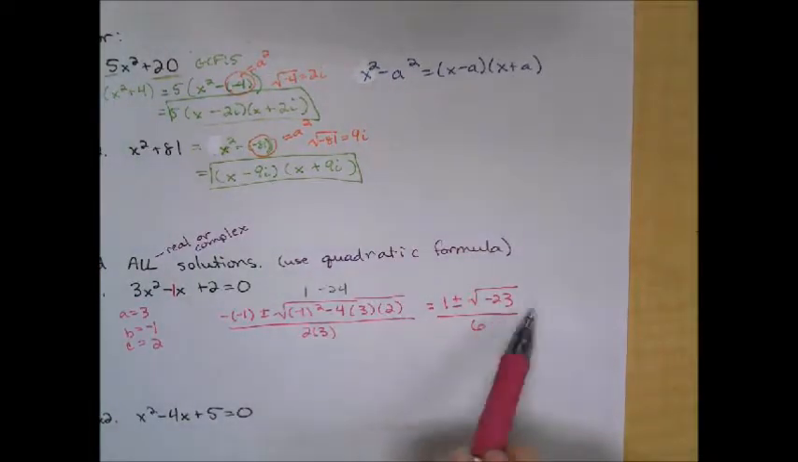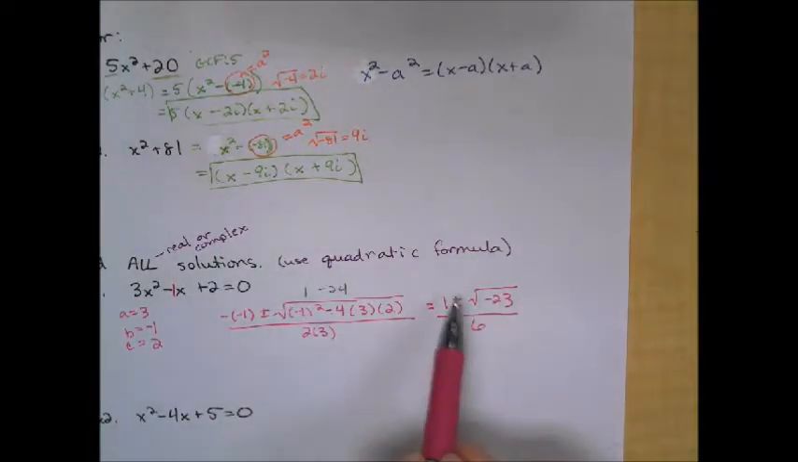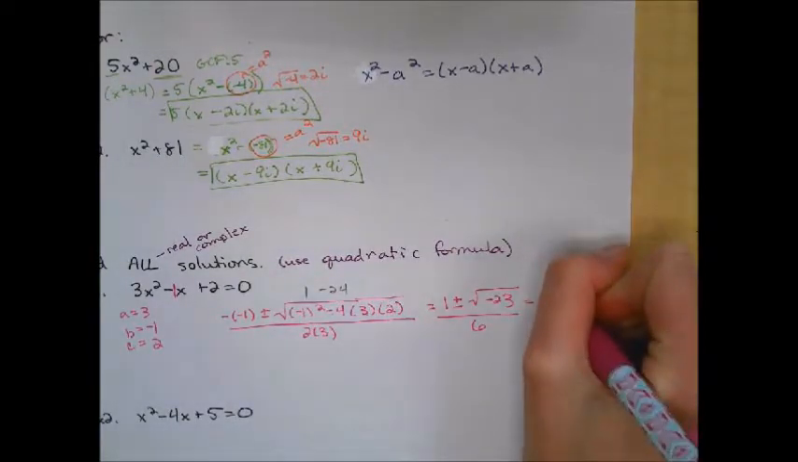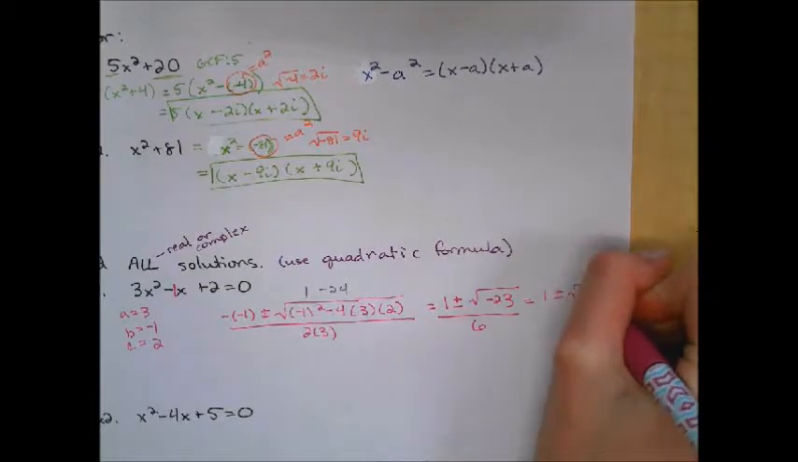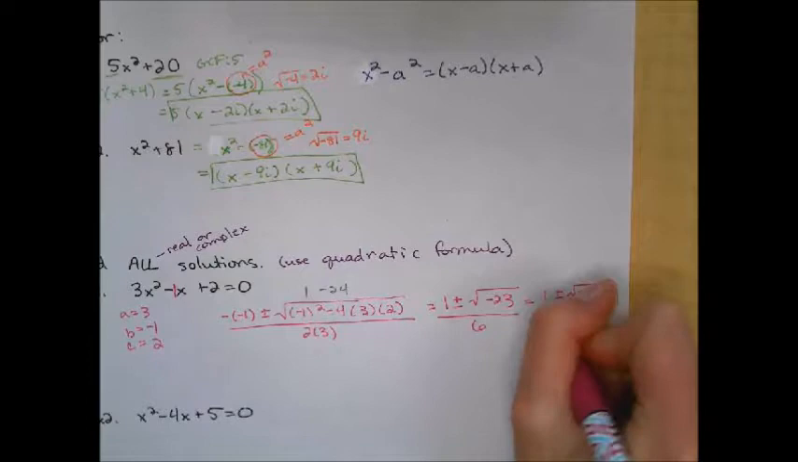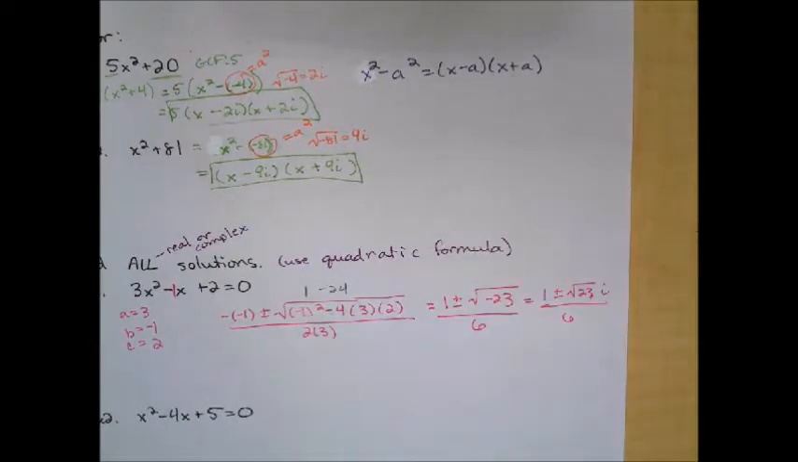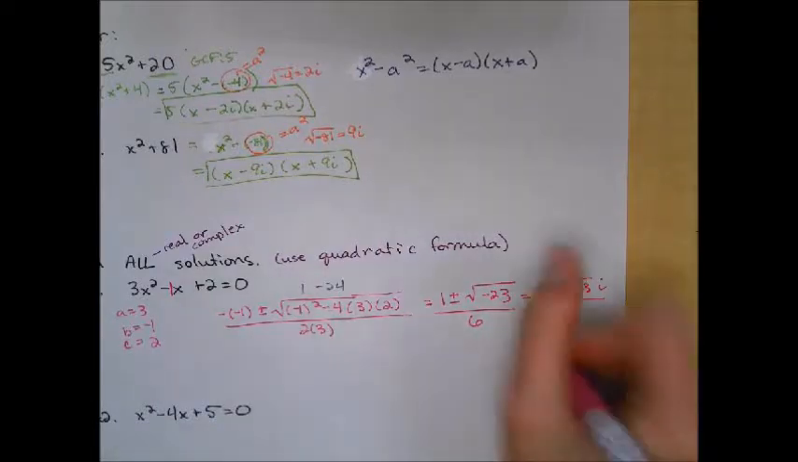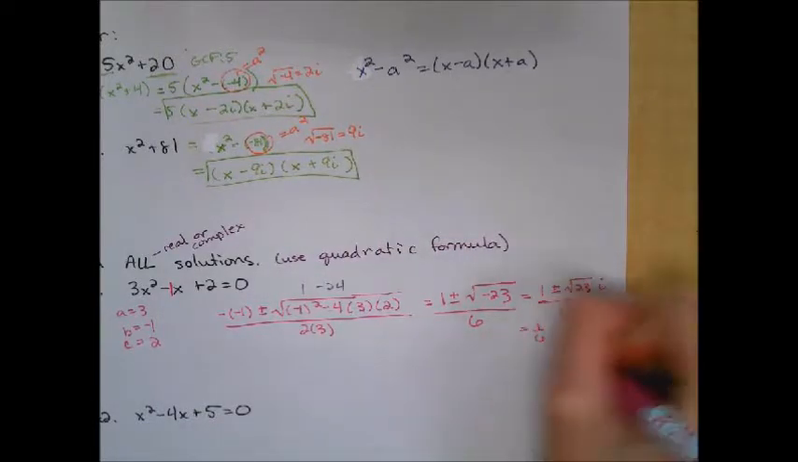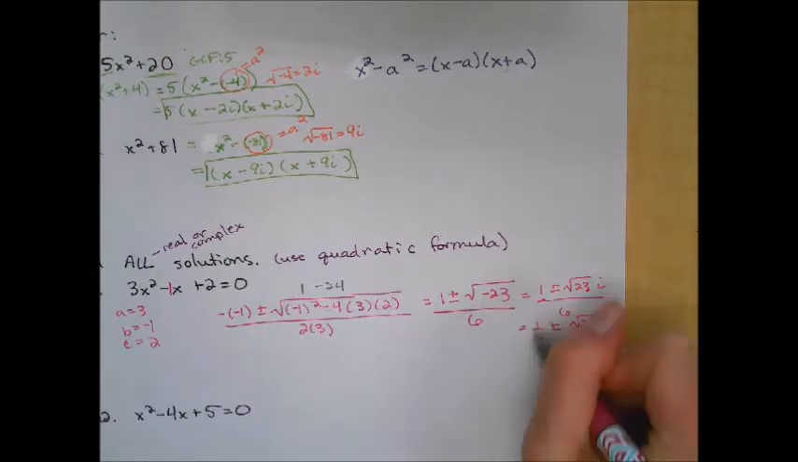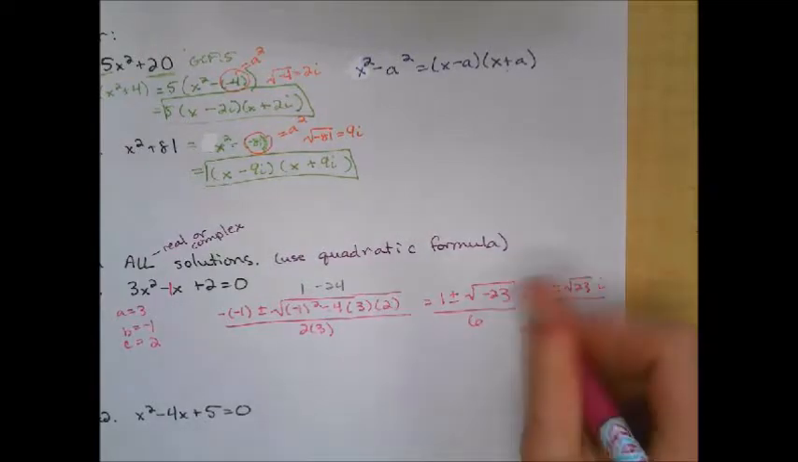I now know from 12.4 how to simplify the square root of negative 23. This is going to be 1 plus or minus root 23 i, over 6. And I am going to split this because I want it in the format of a plus bi. My a is 1/6 plus or minus b, my b is root 23 over 6 i. And that is my answer.